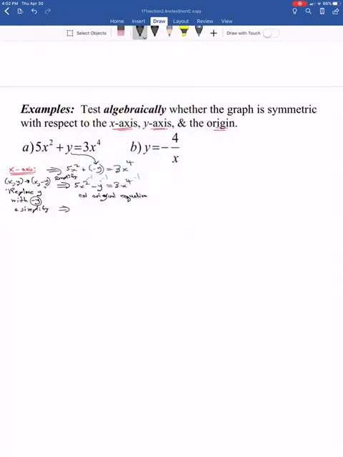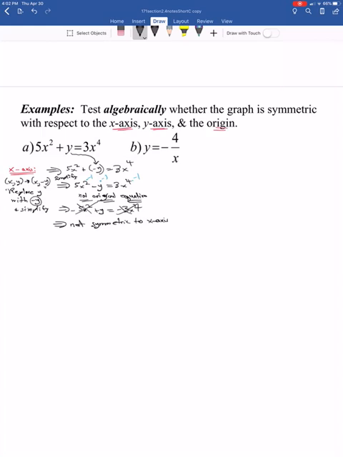And that would give us what? Negative 5x squared plus y. Now, yeah, y looks good, but the x terms are off. So again, this is not the original equation. Can't produce it. So this implies it's not symmetric. It's not symmetric with respect to the x-axis. So the x-axis isn't going to split this graph down the middle.